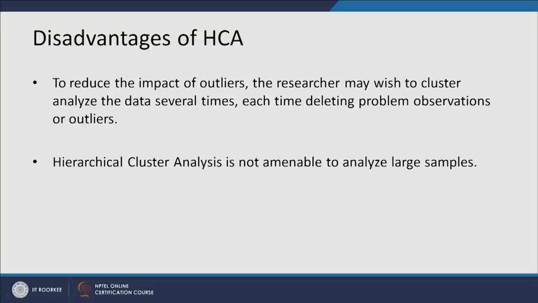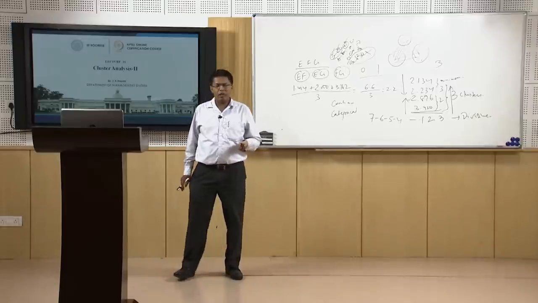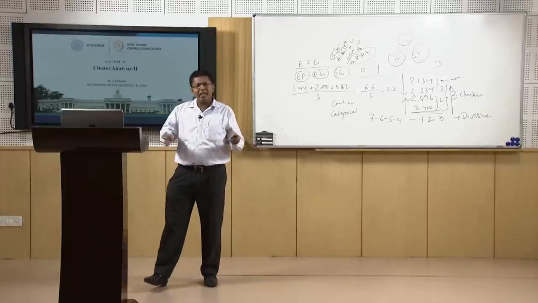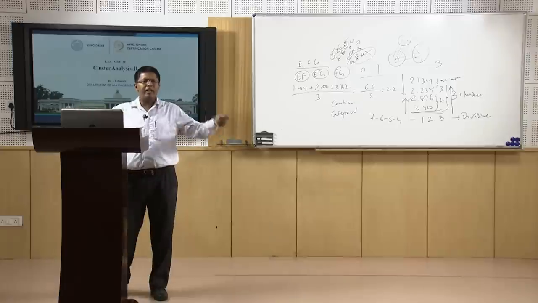What are the disadvantages of hierarchical clustering? The disadvantage is that if there is an outlier and you want to delete it, deleting the problem observations or outliers creates a problem for the entire analysis. Each time you have to run it again and find a new cluster, right. And this is not applicable to large samples, because I explained why: every time the iteration is done again from the very beginning and it takes too many iterations, okay.